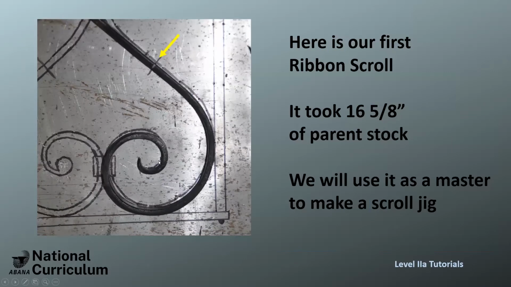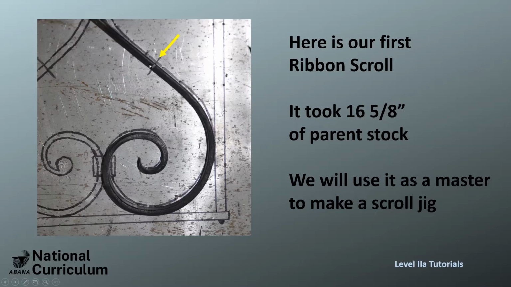Here is the first ribbon scroll, and what I did on my drawing, and this is a point that we will strengthen in the next session, is I made a mark here in the middle and used that as a reference point. And I measured my stock that I started with and then put it on here. That way I could calculate how much stock it would take to make this scroll. In my case, it was 16 5/8 of the parent stock.